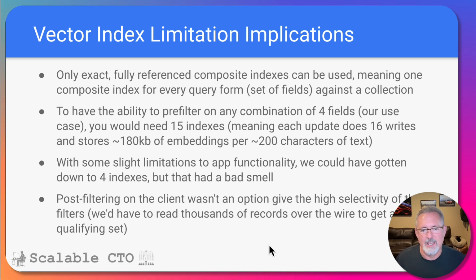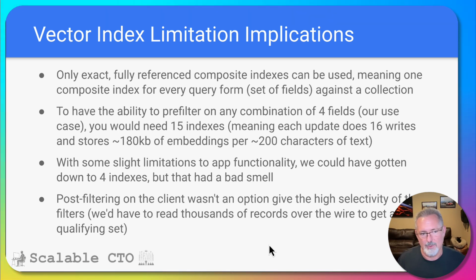So it means that if we built all those indexes in order to be able to use this flexibly, like we would do with a normal merged index, we would have 15 indexes, which means every document write would be 16 writes. It would store 180K of embeddings per 200 characters of text. It would be insane. It would be crazy. And with some limitations and pulling back, so if we didn't support this in the app, we kind of pulled back that.